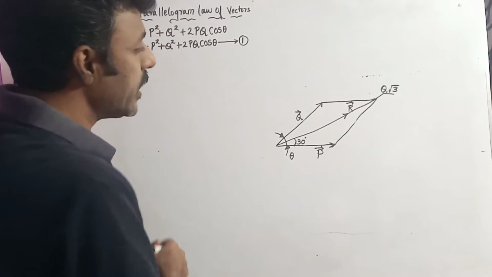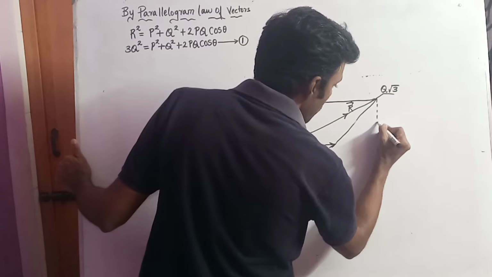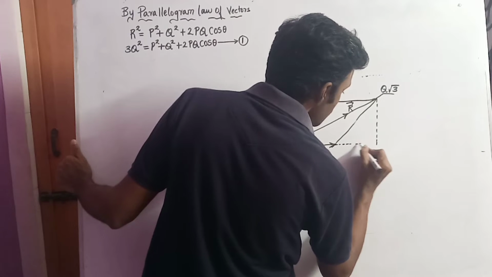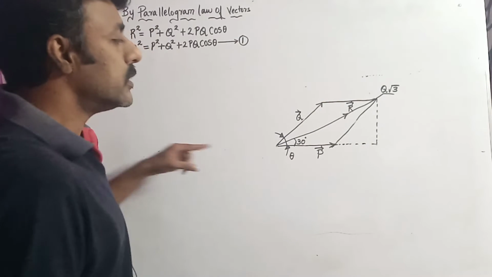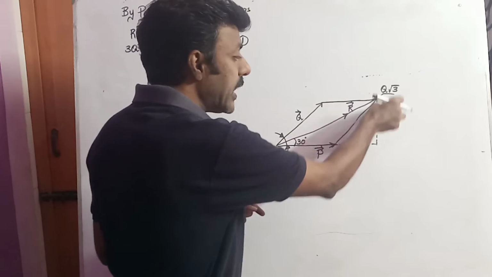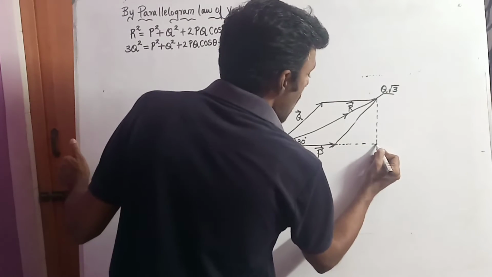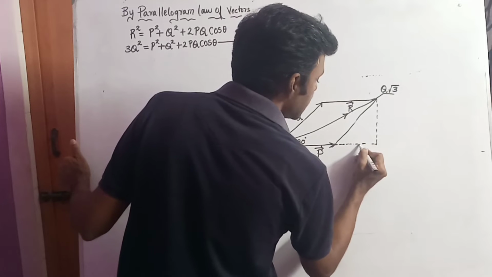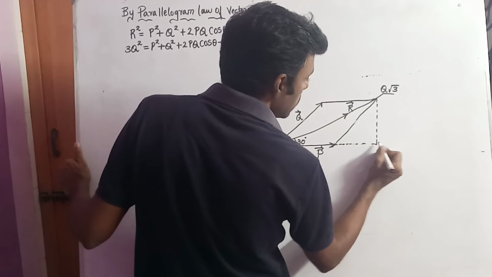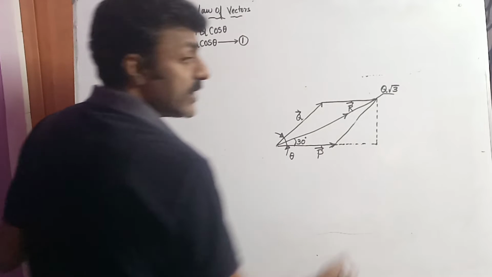Now, by looking at this figure, I am going to draw a line perpendicular to the extension of this P vector. This is a line which is called the extension line of this P vector. So I am drawing a line which is perpendicular to the P vector extension, and I am extending this P vector to this point such that this perpendicular line meets at this point with this P vector extension.